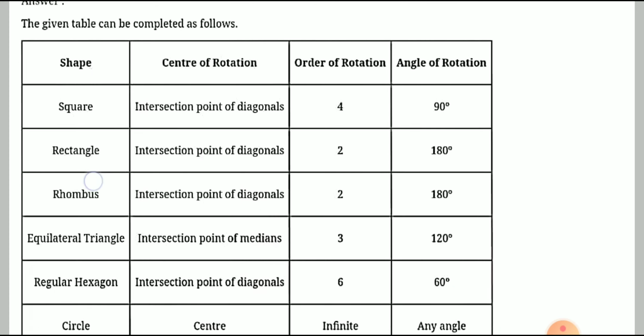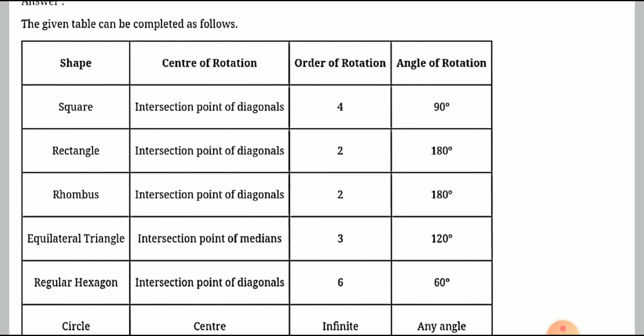Now regular hexagon, again intersection points of diagonals. What about the circle? Circle has the center. You know what is the center of a circle? If you are drawing a circle, the first thing where you place your pointer, that is the center of the circle. So order of rotation is infinite. Why? Because you can rotate extremely. You will get a number of points, so that's why we can write here infinite.